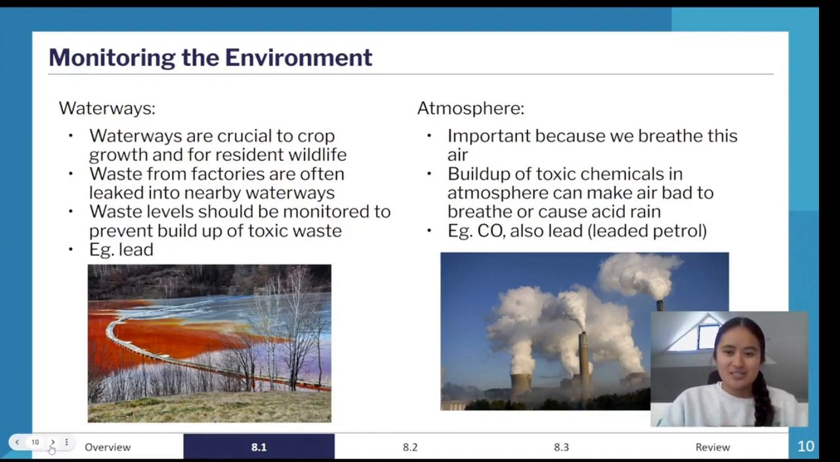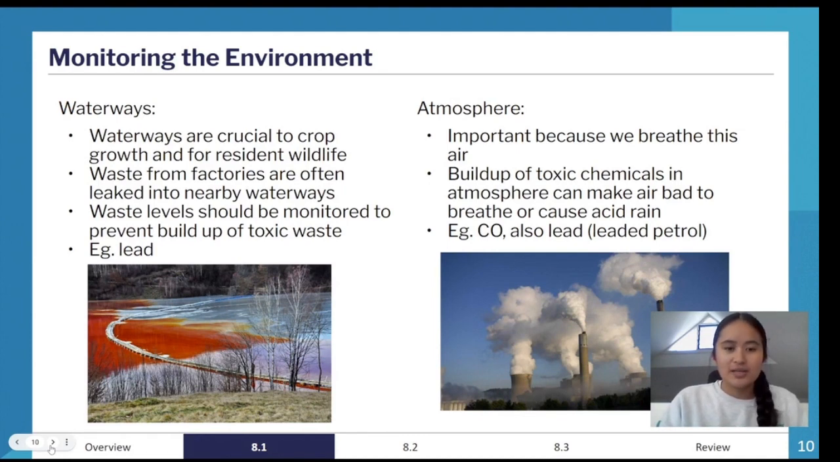So we need to monitor the environment because the environment is very important to both human health, also the health of different parts of our ecosystem. So for example, waterways, we need to make sure that they are not getting bombarded with toxic chemicals from nearby factories. We need to make sure that that water is still drinkable for resident wildlife and still usable for watering the crops that are grown in those nearby areas. So that's why it's important to monitor water levels, toxin levels in water. And yeah, just to prevent a buildup of toxic waste.